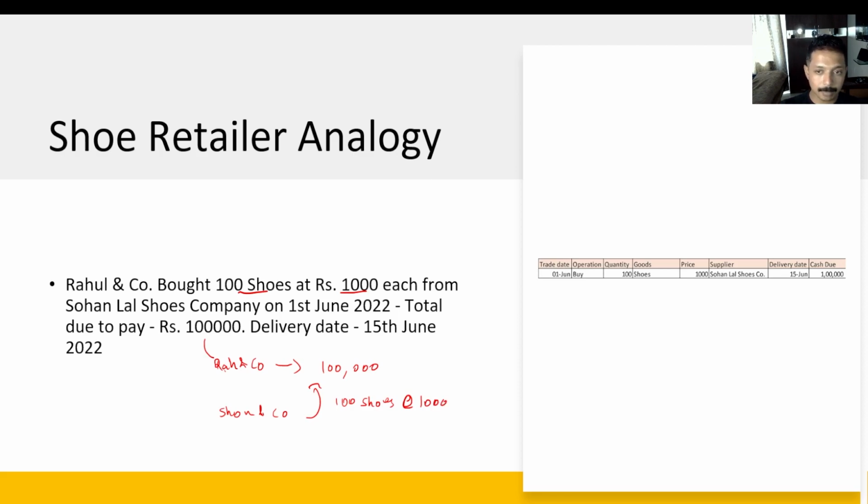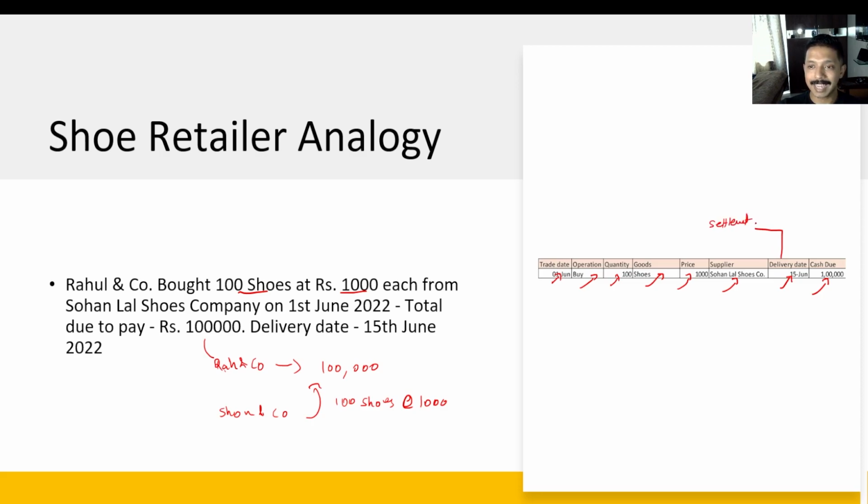So let's say we captured the detail out here. The trade date is 1st of June. What are we trying to do? We're trying to buy shoes. What is the quantity of shoes? What are we buying? What is the price that we are getting? Who's the supplier? What is the delivery date? And what is the cash due? You can see that delivery date, in trading terminology, is also called the settlement date.